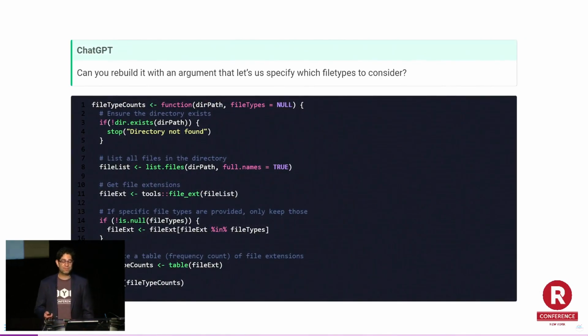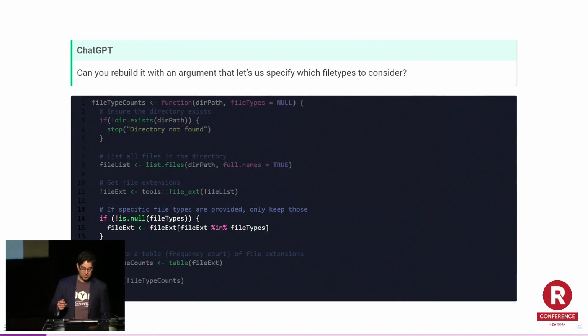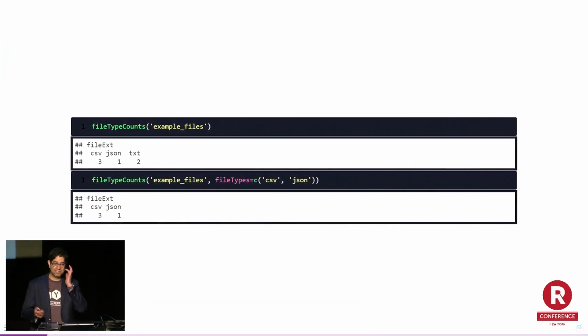But I asked, can you rebuild it with an argument that lets us specify which file types to consider? And it's really smart. It will actually first check to make sure I gave a value to the argument, because if I don't provide a value and it just looks for certain file types, there will be an error. So it's doing a lot of error capturing, or preventing errors, I should say. So that's really, really awesome. And I run the function both by itself to prove that the default case works, and using an argument saying, just look at CSVs and JSONs, and it performed as expected.